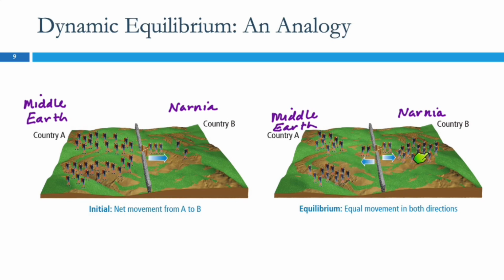As more and more people move to Narnia, now we've got fewer people in Middle Earth. It's maybe not as crowded as it was before. And people that came over here are like, well, yeah, this is nice, but it's not really all it was cracked up to be. I think I'd rather go back over here. And so as more and more people move to Narnia, then the rate of people moving from Narnia to Middle Earth is going to increase. And at some point, it will come to an equilibrium where you have equal movement in both directions. Any questions?